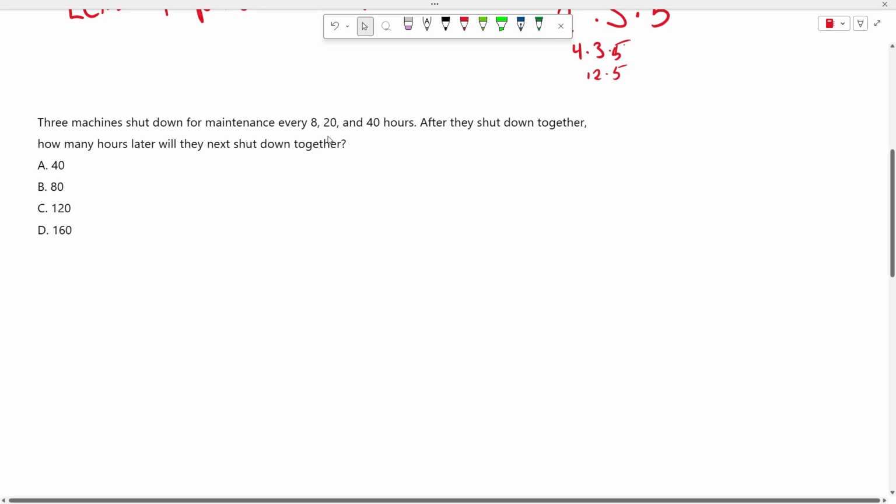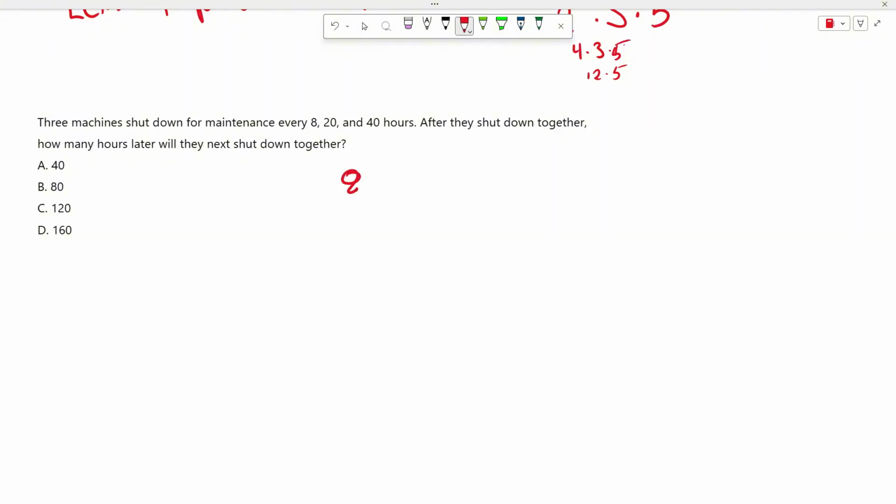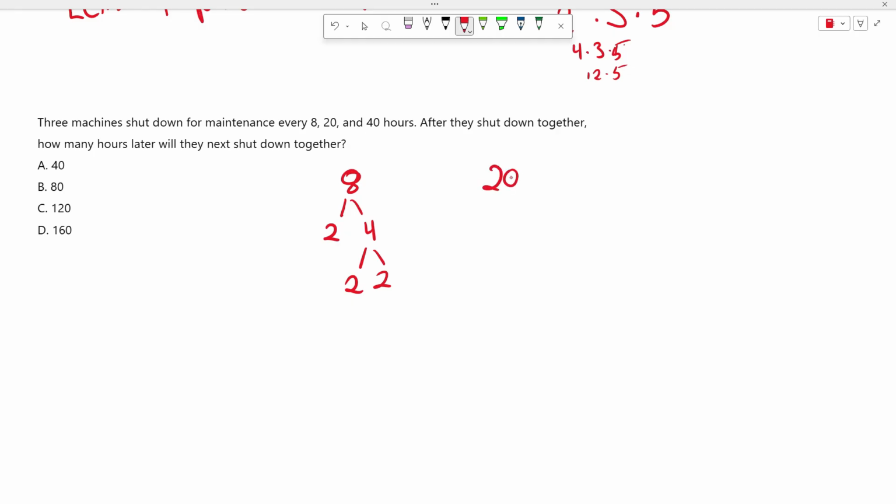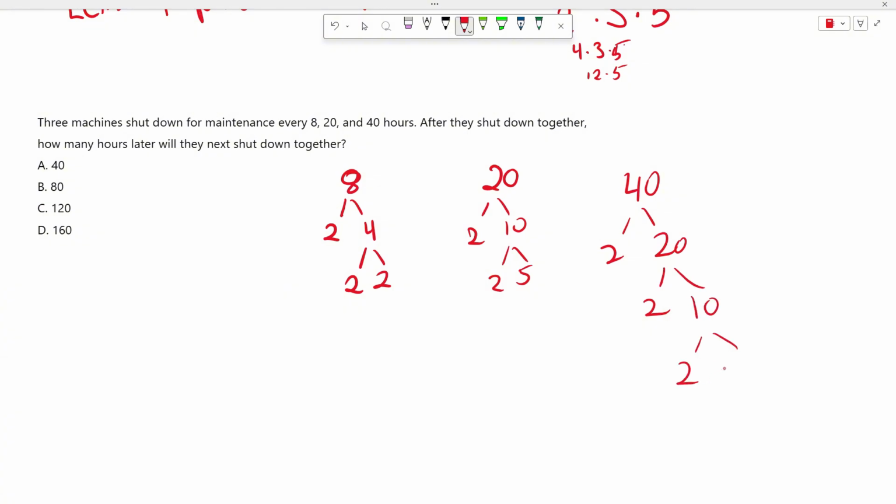Three machines shut down for maintenance every 8, 20, and 40 hours. After they shut down together, how many hours later will they shut down together? We got 40, 80, 120, and 60. We just have to do the exact same thing as the last problem. We have to break all these down doing the factor tree, and that shouldn't be too hard of a deal. We have 20. That's 2 and 10, and then 2 and 5. We have 40, which is 2 and 20, and we've already broken down 20. So we've got 2 and 5.